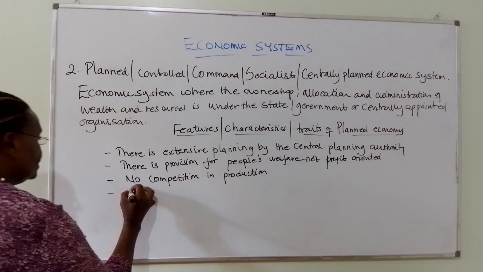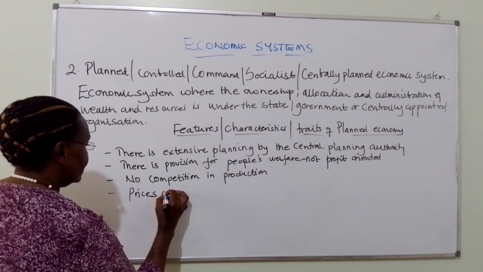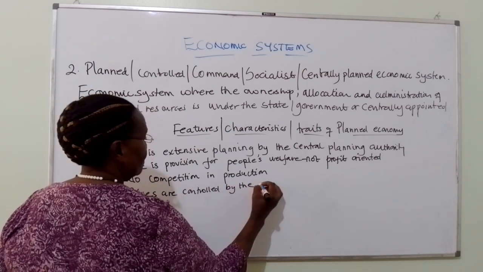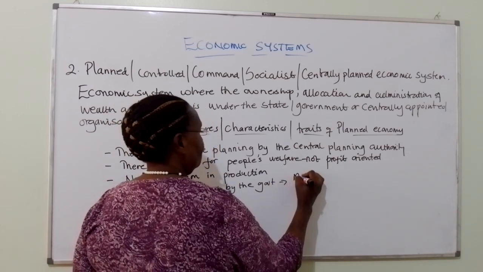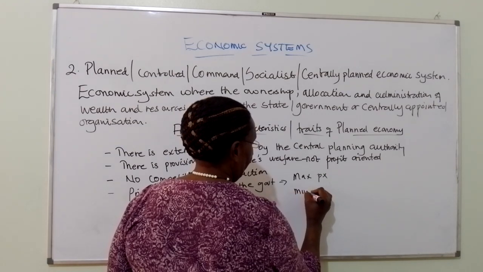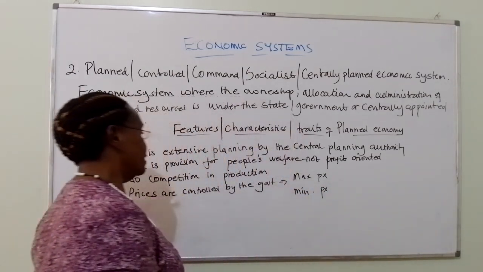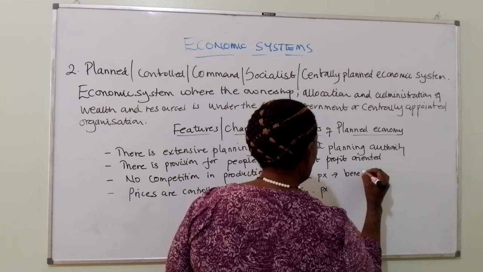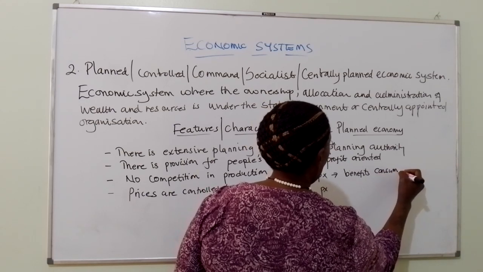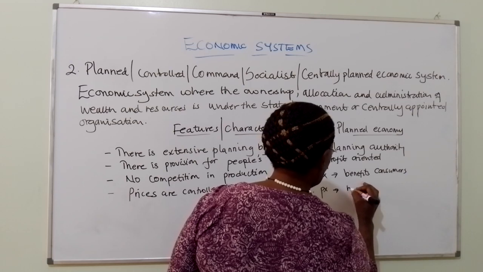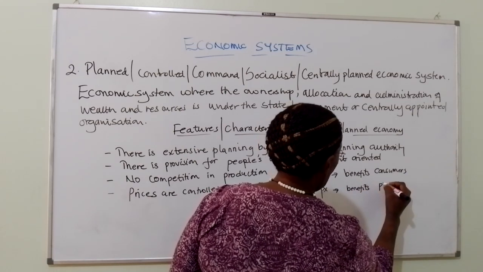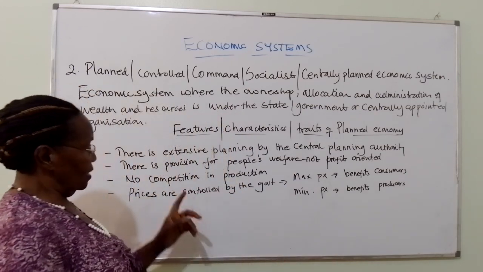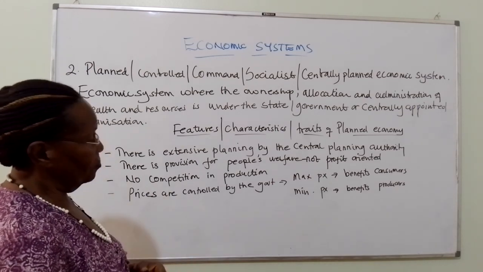When we come to prices, prices are controlled by the government, and this may be either maximum price or minimum price. So government can set a price which is benefiting either the consumers or the producers. If it is a maximum price, it benefits consumers, yet a minimum price benefits producers. These are going to be examined further as we go ahead in price theory.